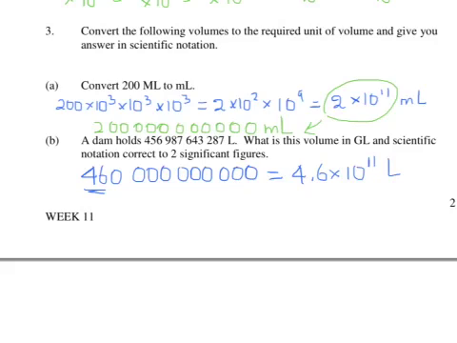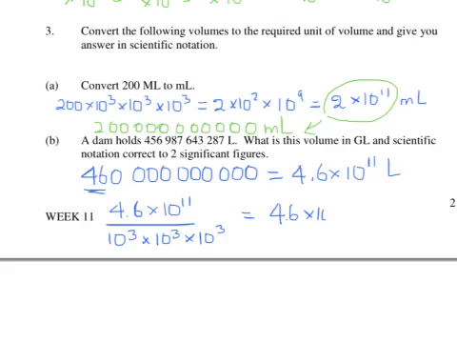If I want to convert that to gigalitres, that's going along the base from the left-hand side to the right-hand side, from a small unit of measure to a large unit of measure. So 4.6 by 10 to the power 11 divided by 10 to the power 3 times. The answer: 4.6 by 10 to the power 2.